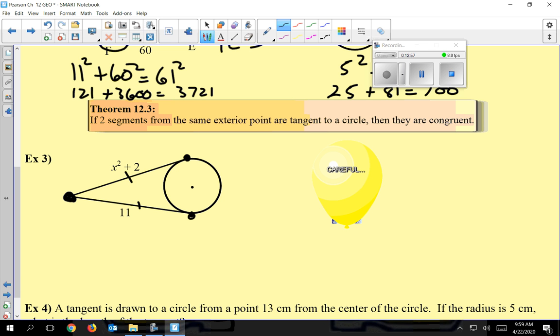Well, how do I solve it for x? Well, if they're equal, then shouldn't I be able to set them equal to each other? So that means I can go ahead and go x squared plus 2 equals 11. And I can solve that. So why don't you go ahead and try to do that one?